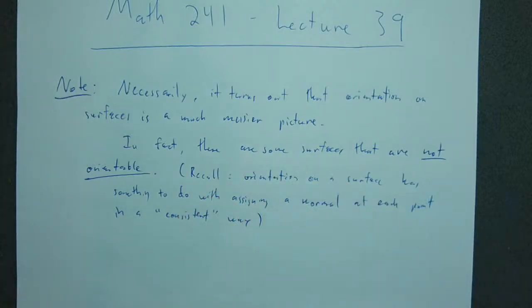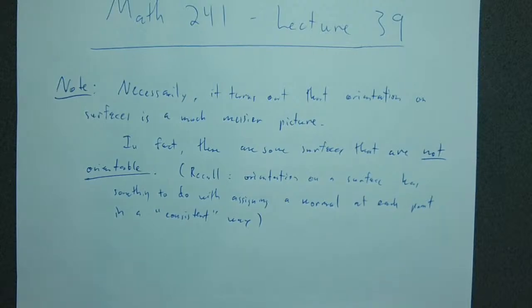So there are surfaces that are not orientable, unfortunately. Some of those surfaces, one example is the Möbius strip. I actually constructed a Möbius strip a few lectures ago by tearing out a strip of paper and introducing a half turn and then identifying the ends. That gives you the Möbius strip.